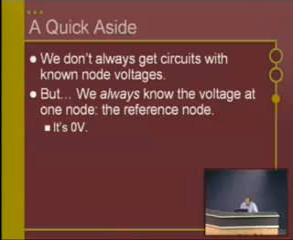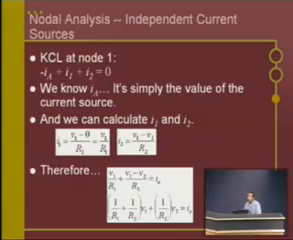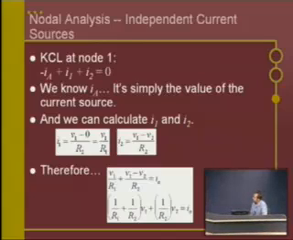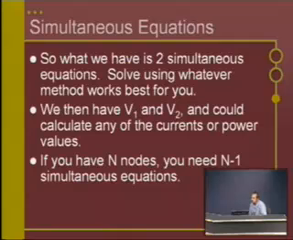The only node that we actually always know the voltage at is the reference node. We're going to call that 0 volts all the time, and it's going to make some of our equations a little bit simpler too. We looked at independent current sources, and the stuff on this slide correlates directly with the example that we did earlier. What you end up with is, if you have n nodes in your circuit, you're going to need n minus 1 simultaneous equations to solve for the node voltages. The reason for the minus 1 is that we know the reference voltage is 0.